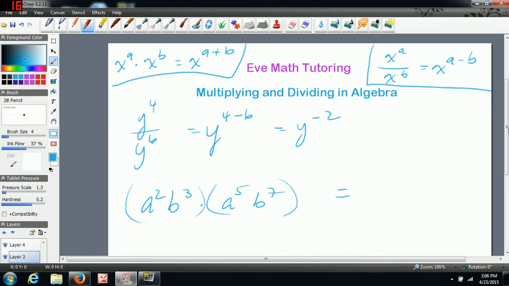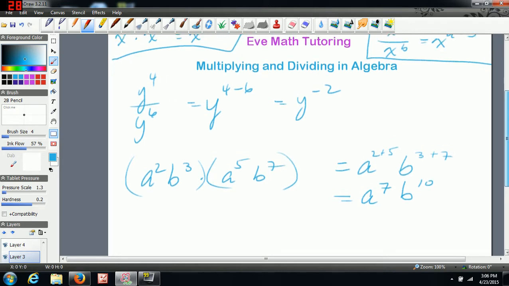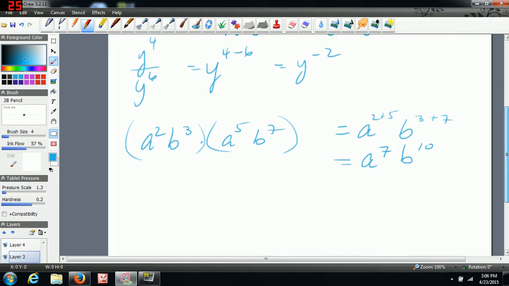In this case, again, you look for the variables that have the same base. You've got a squared and a to the 5, so you take those two and add the exponents: 2 plus 5, so it becomes a to the 2 plus 5. And then over here you put the b, and you do 3 plus 7. So that would just be a to the 7, b to the 10. You have to do the different variables separately. That's how you would multiply something like that.